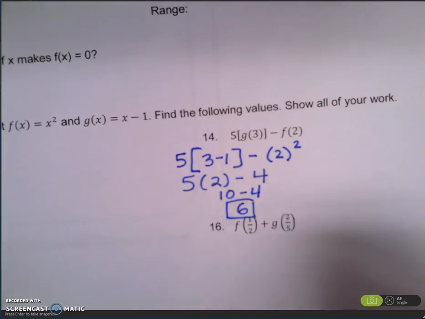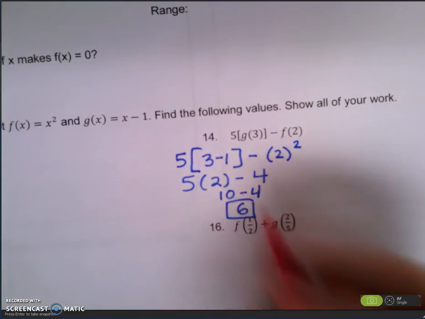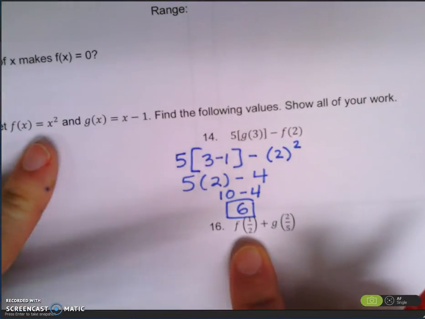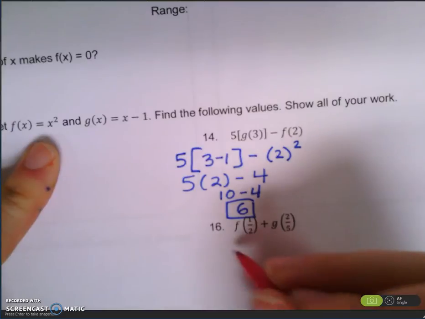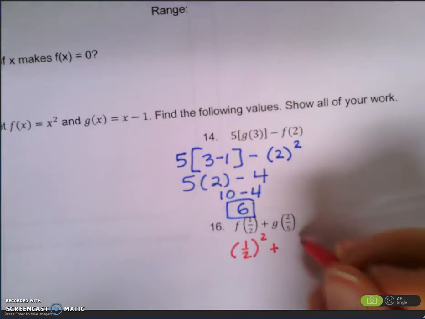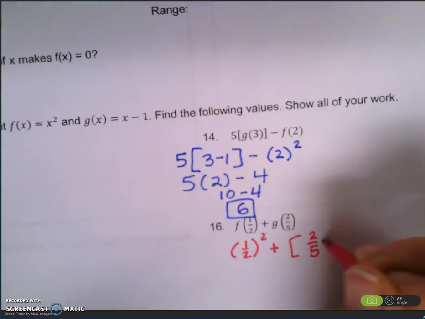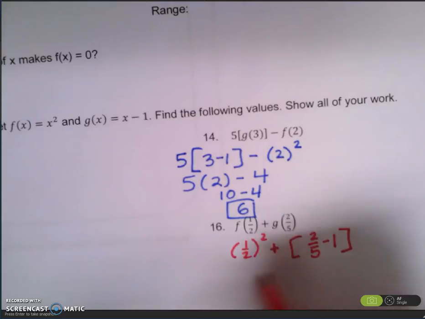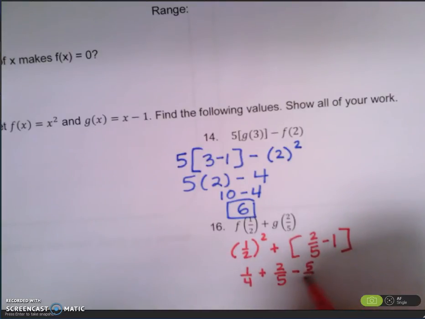Let's do 16. f of 1/2 plus g of 2/5. f of 1/2 is the function f of x evaluated when x is 1/2. So that means this is 1/2 squared plus the function g evaluated at 2/5, which would be 2/5 minus 1. 1/2 squared is 1/2 times 1/2, which is 1/4, plus 2/5, and I'm going to say minus 5/5, just rewriting 1 as a fancy 1.